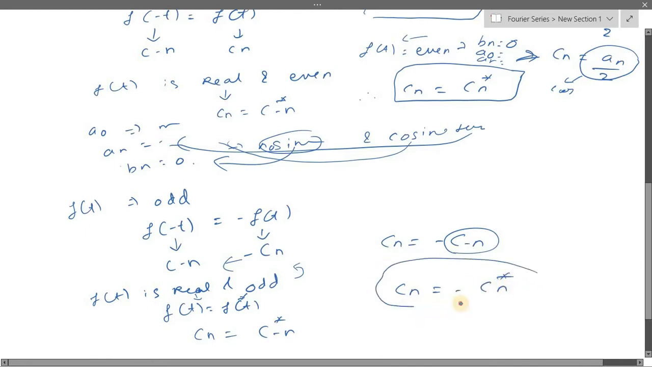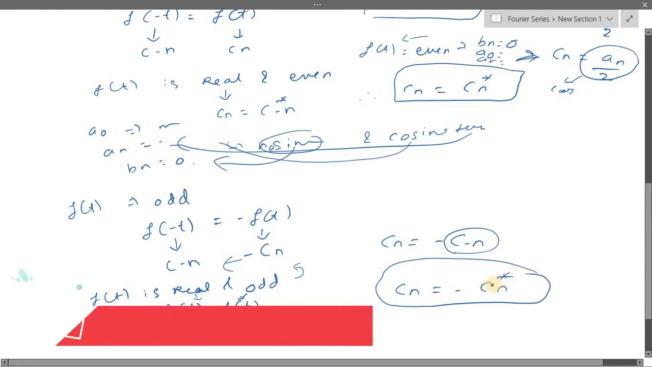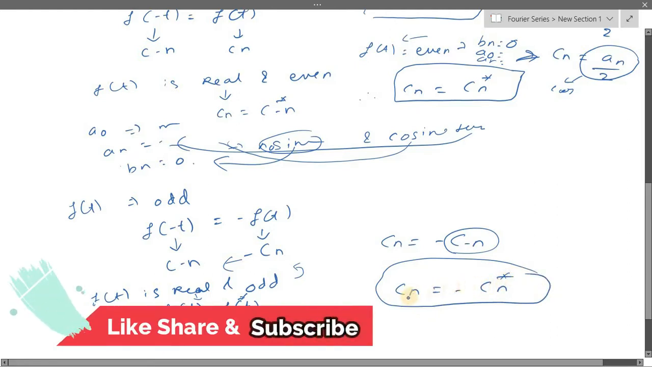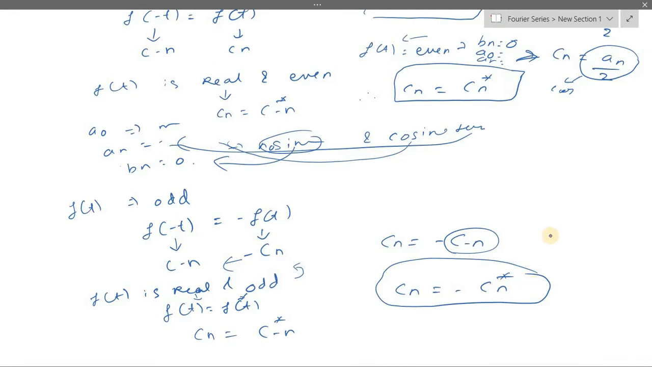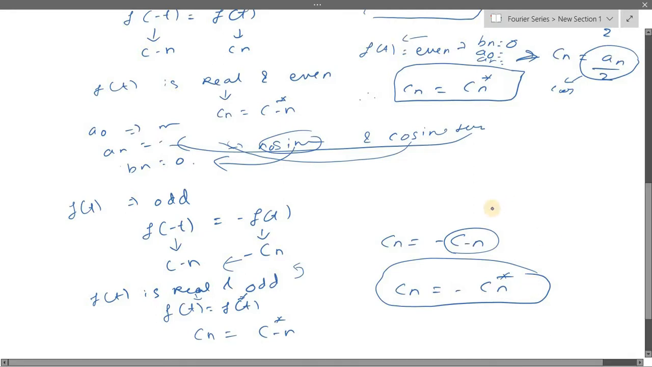Okay, so whenever you get the function f of t as real and odd, you will say that C of n will be equal to minus the conjugate of C of n. Okay, note this thing, in GATE you get a direct 1 mark question about this property, so it is very important to understand this property as well.